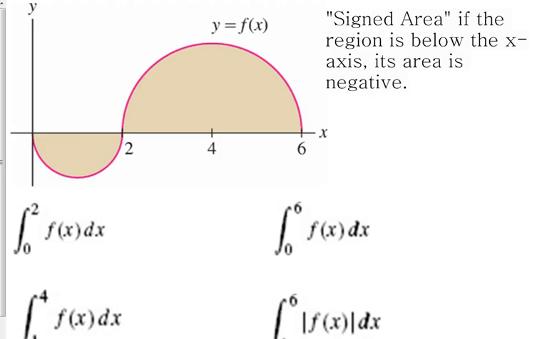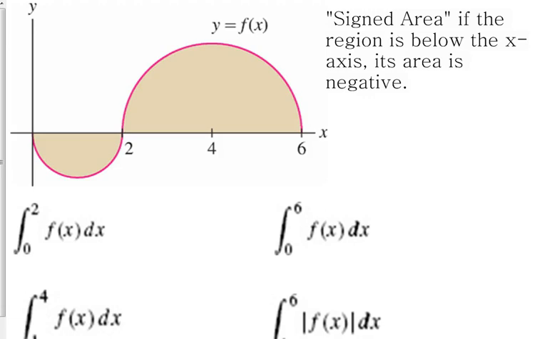Now, we do have this idea of signed area. If the region is below the x-axis, then that area is negative. Compute it like normal, but if it's below the x-axis, then we consider it negative area. Also, I don't know that this comes up, but if you move from right to left instead of left to right, then the area has the opposite sign.